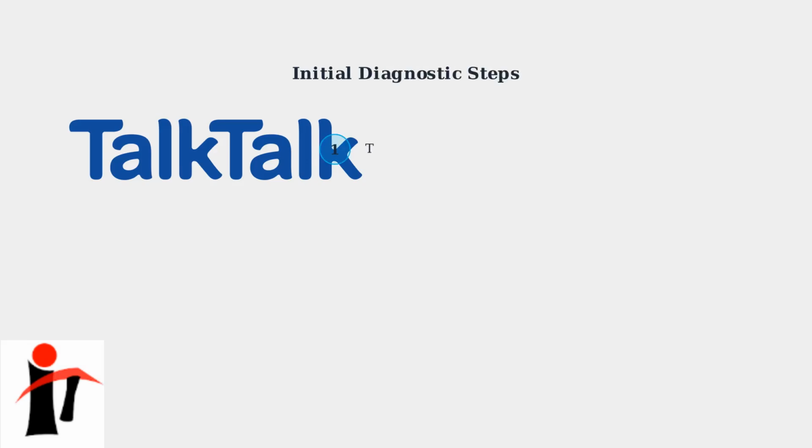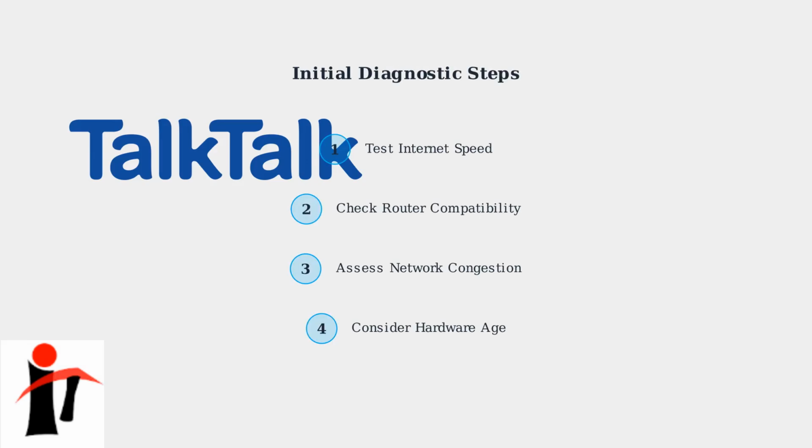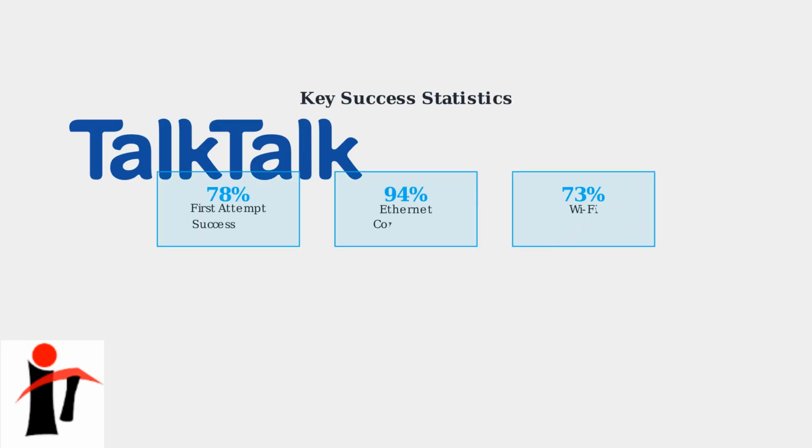To diagnose connectivity issues, start with these initial steps. Check your internet speed, verify your router settings support older Wi-Fi standards, and consider that increased household streaming can cause network congestion. Remember, YouView boxes have a 78% connection success rate on first attempt, with Ethernet connections achieving 94% success compared to 73% for Wi-Fi. Understanding these limitations helps set realistic expectations for troubleshooting.